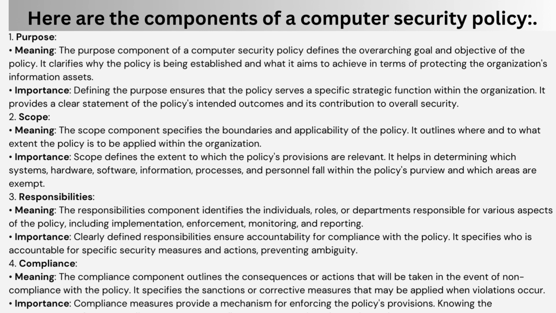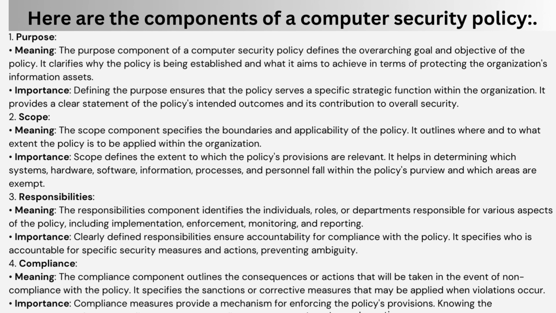The first component is purpose. The purpose component of a computer security policy defines the overarching goal and objective of the policy. It clarifies why the policy is being established and what it aims to achieve in terms of protecting the organization's information assets. The importance is that defining the purpose ensures that the policy serves a specific strategic function within the organization. It provides a clear statement of the policy's intended outcomes and its contribution to overall security.